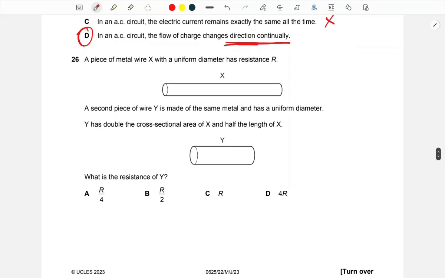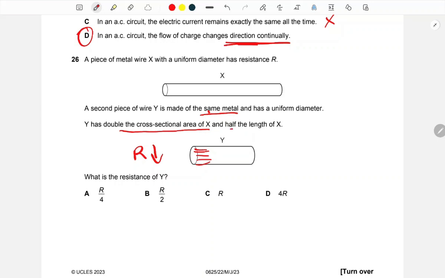Number 26. A piece of metal wire X with a uniform diameter has a resistance R. A second piece of wire Y is made of the same metal and has a uniform diameter. Y has double the cross-sectional area of X and half the length of X. What's the resistance of Y? So Y has double the cross-sectional area of X, so that means more electrons can pass through, twice the electrons than through X. So there would be less resistance. So resistance decreases because of that.